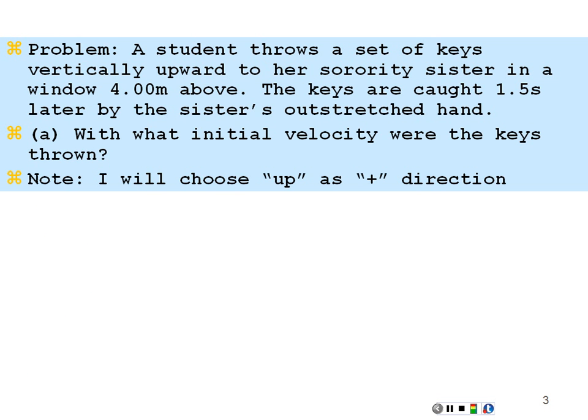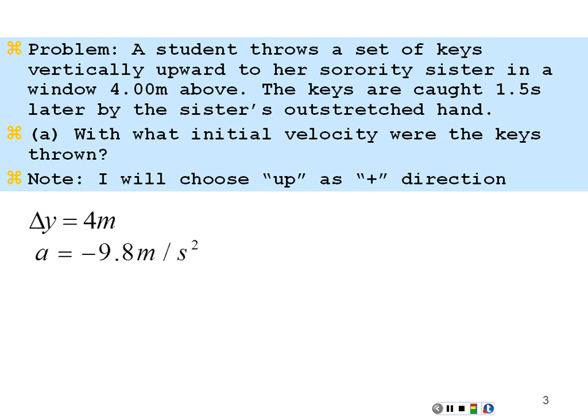All right, so it's assumed, since we're throwing it freely in the air, it's under the acceleration of gravity. Now, since the student is throwing the keys upward to begin with, we're going to choose up as our positive direction. Our displacement then will be 4 meters because the sister is going to grab it 4 meters higher, and that's in the up direction. So our displacement is going to be a positive 4 meters.